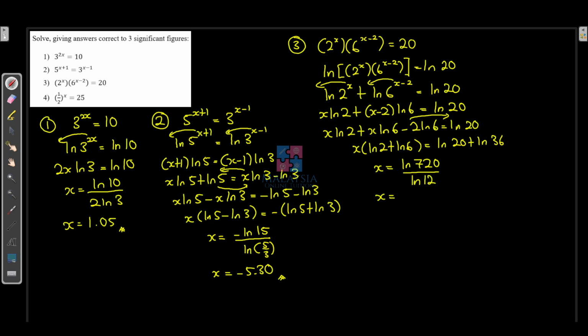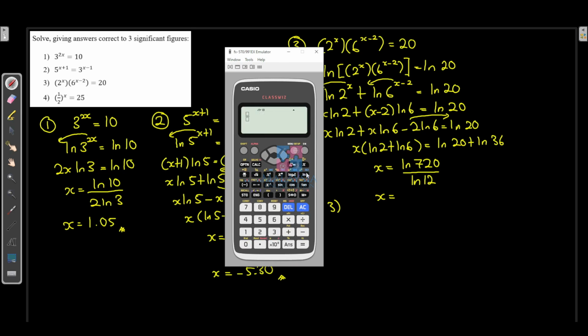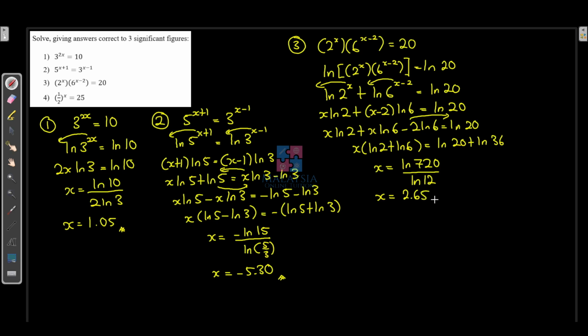So what is our x? So ln 720 divided by ln 12, we get 2.65, correct to 3 significant figures for the final answer. And that's all for question part 3. And last but not least, question part 4. 1 over 2 to the power of x equals 25. Okay. Straight away, you log both sides, okay?